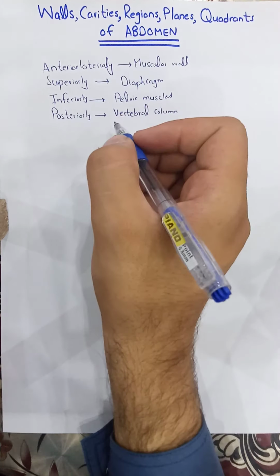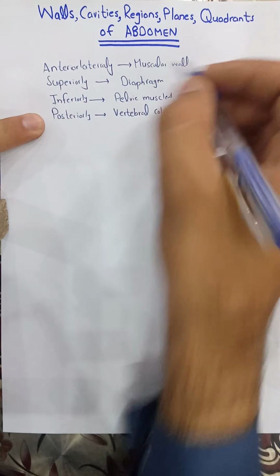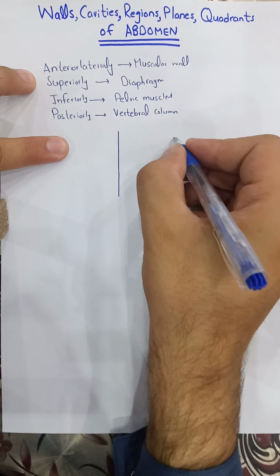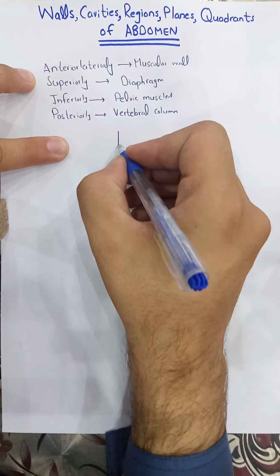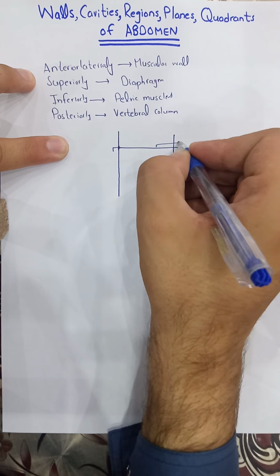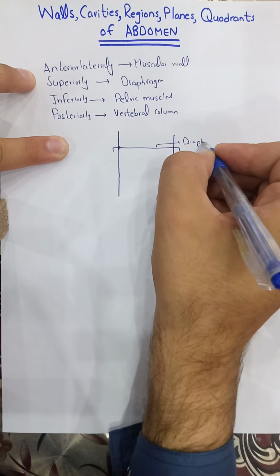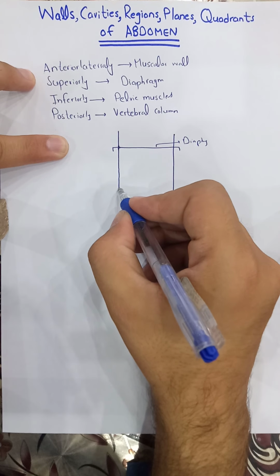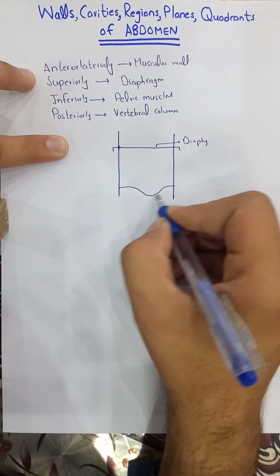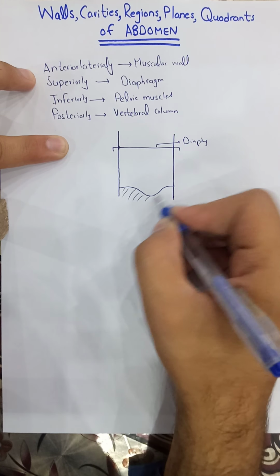Now we will see these also here in the form of a diagram. I will draw here. So let's suppose this is the body. At this portion here, this will be the diaphragm. Okay, and let's suppose from here onward this will be the pelvic region. All of these will be the pelvic muscles.